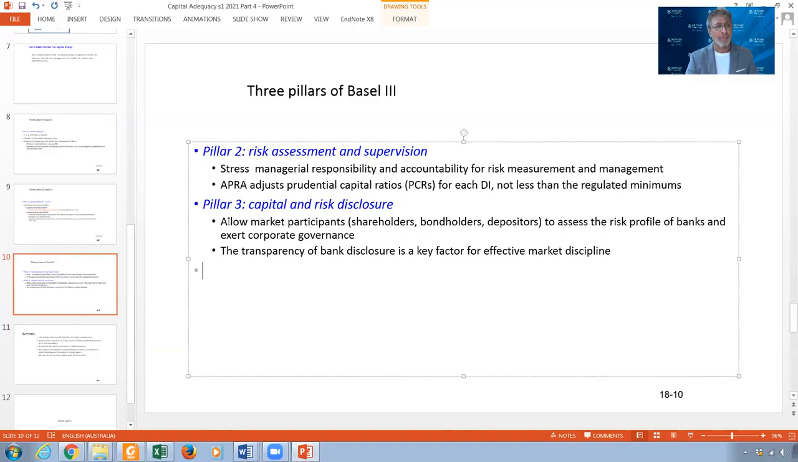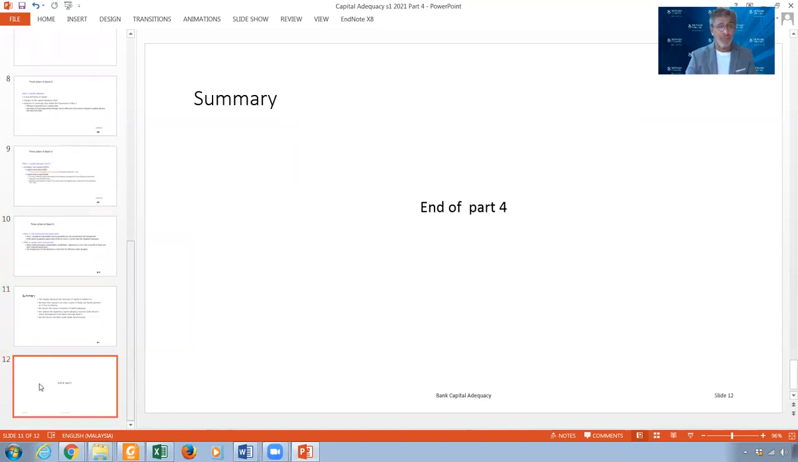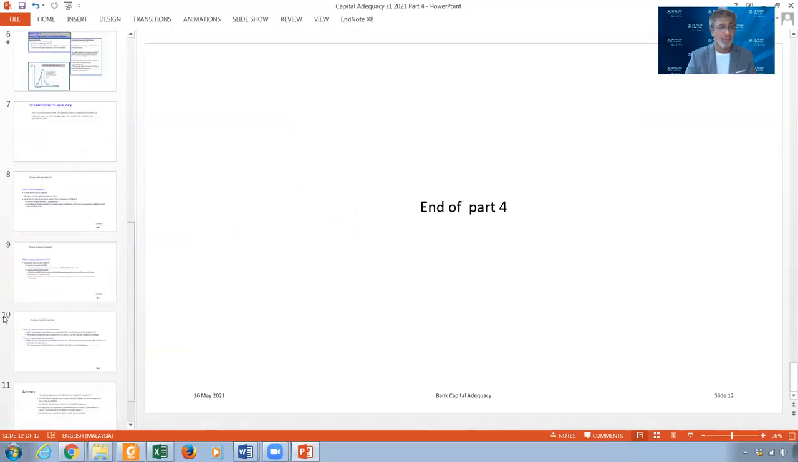Pillar 3 is about how much information is produced by the financial institutions, so it can activate what we call market discipline. So we are talking about transparency and bank disclosures, which is a key factor for effective market discipline. This is actually the summary, nothing much to say about it. And this is actually the end of Part 4.